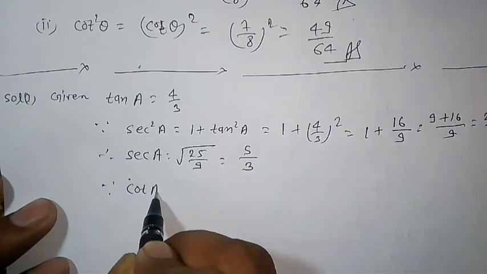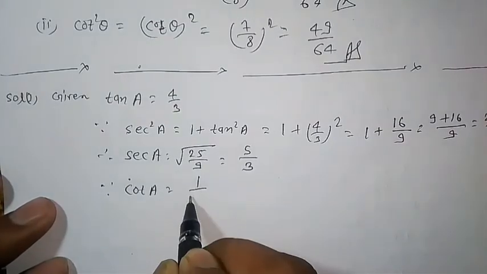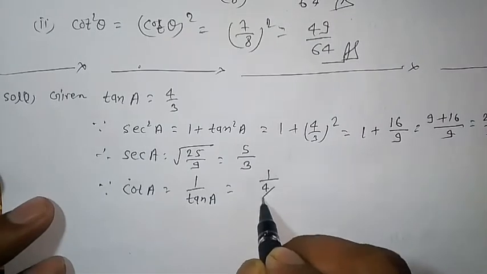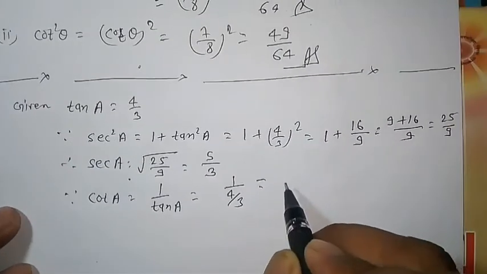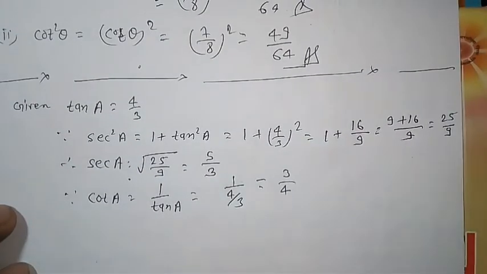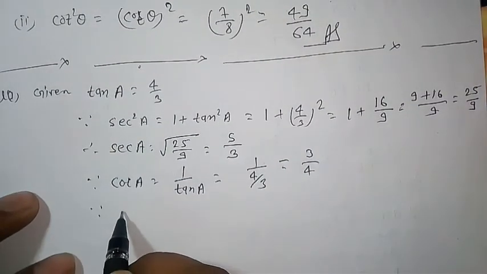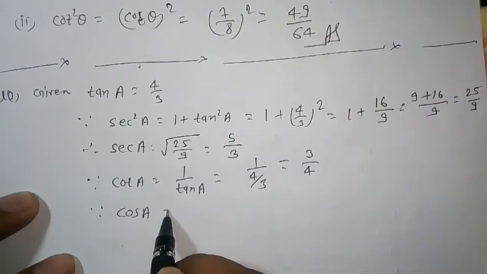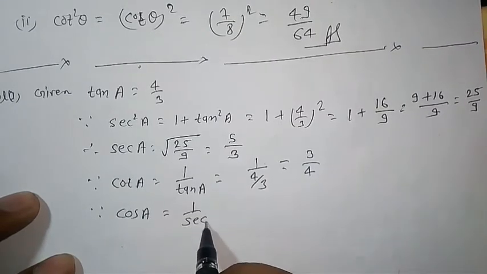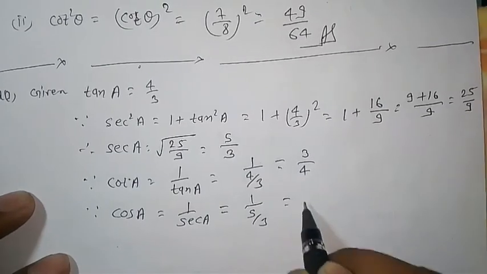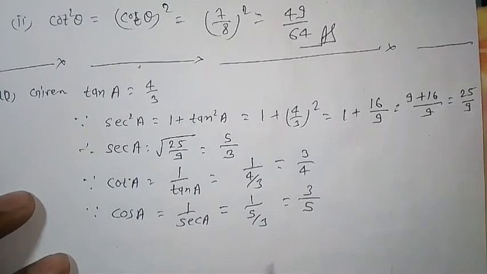Because cot A is equal to 1 by tan A, is equal to 1 by 4 by 3, is equal to 3 by 4. Because cos A is equal to 1 by sec A, is equal to 1 by 5 by 3, is equal to 3 by 5.